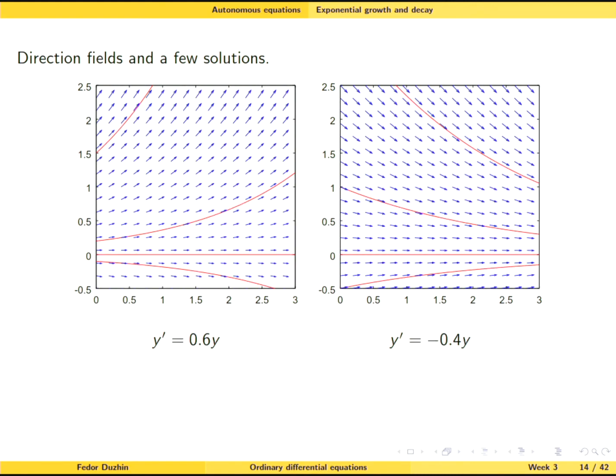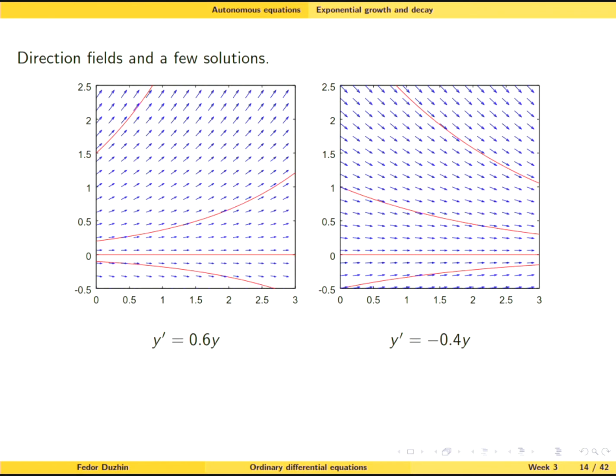So here is the comparison. The direction field of the differential equation of exponential growth and decay, depending on whether the constant is positive or negative. If the constant is positive, then we have exponential growth. So all solutions are growing exponential functions. So the limit is infinity as t goes to infinity. And if the constant is negative, then the limit is 0. So all solutions approach the 0 solution.